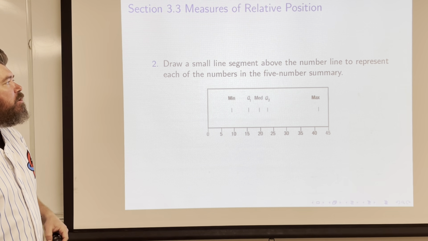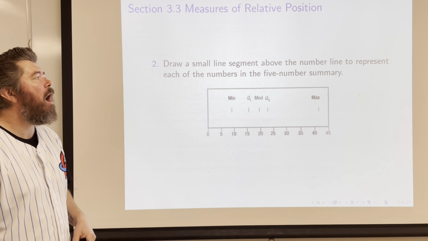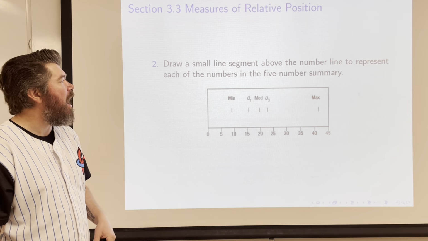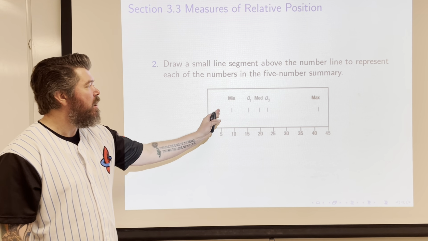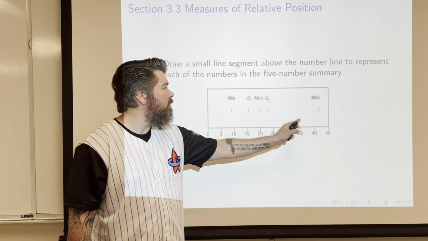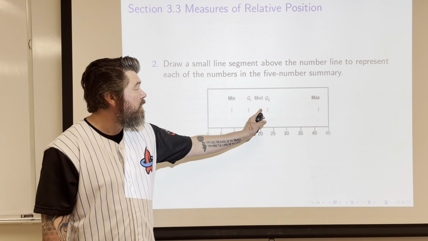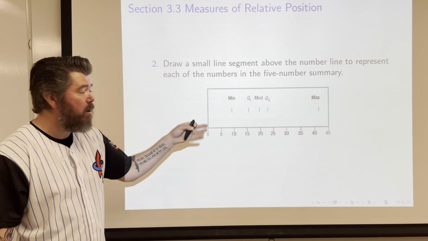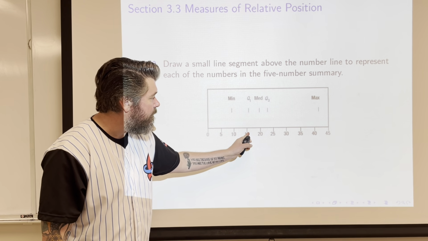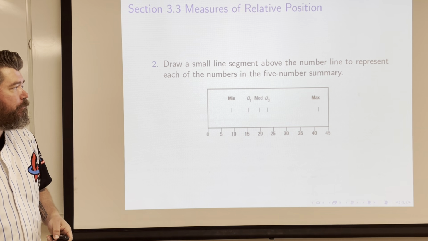Now what we want to do is draw a small line segment above the number line to represent each of the values in the 5-number summary. Remember that our minimum was 9 and our maximum was 42, and then we had our Q1, our median, and our Q3. I'm going to represent those by dashes right above where they fall on the number line.